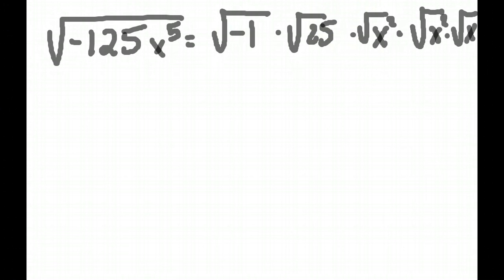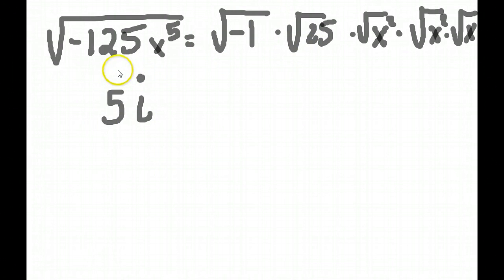So square root of negative 1, what does that equal? That equals i. Okay, so we know that square root of negative 1 is i. So all of this equals, and then we have square root of 25. So we know that's 5. So now we have 5i, put the integer first, and times the square root of x squared, which just leaves us with an x. And we have square root of x squared times x. And the last one is we have square root of just x.